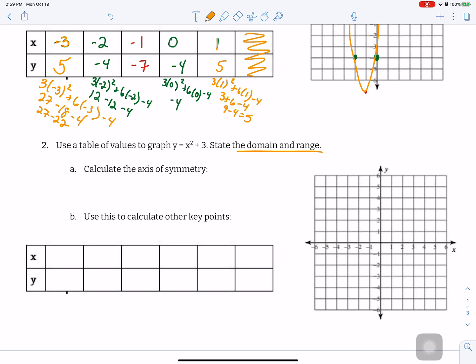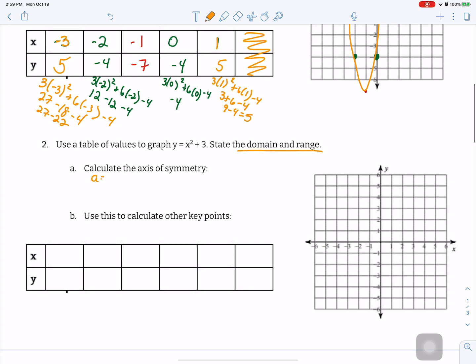We talked about domain and range when we had exponential equations last semester, so this one just looks a little bit different. Our axis of symmetry, so if I look at my A is equal to 1, my B is equal to 0, C is equal to 3. I don't need my C in this case, but eventually we're going to need that. And sometimes just writing those out. The axis of symmetry, remember, is the opposite of B over 2A.